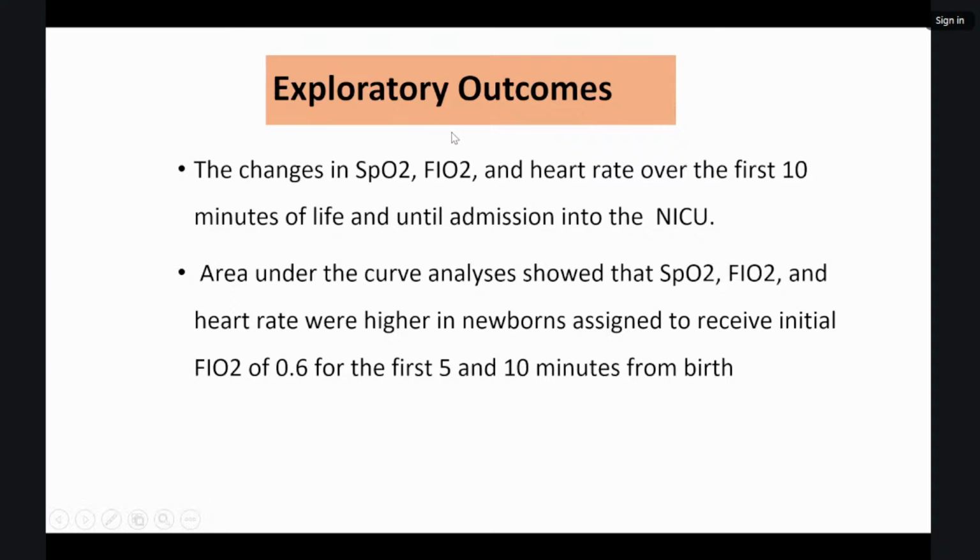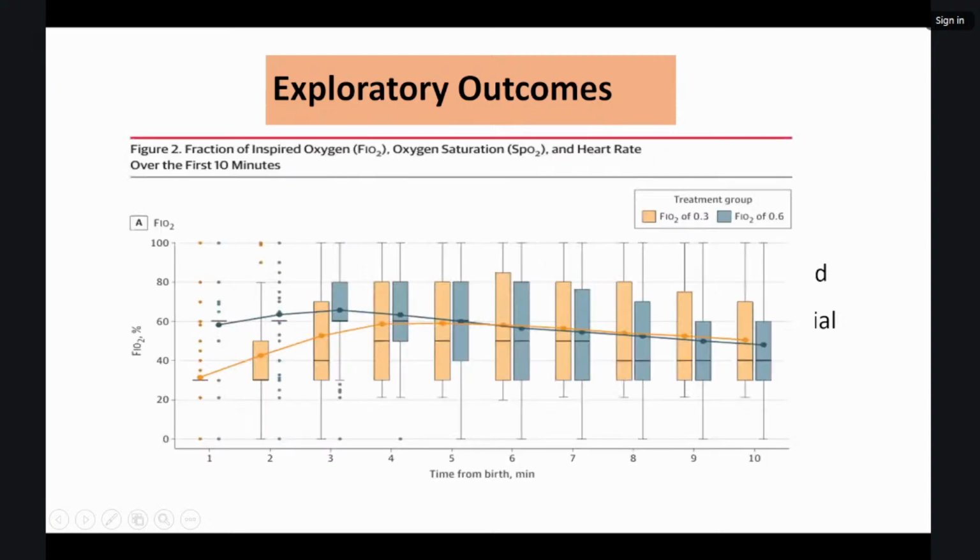Next come the exploratory outcomes, that is the change in SpO2, FiO2, and heart rate over the first 10 minutes of life and until admission to the NICU. So these are box and whisker plots showing the respiratory outcomes in relation to the FiO2 of 30% and 60% groups. This is the 30% group and this is the 60% group. These are the interquartile ranges, with the horizontal line in the center of the box representing the 50% of the infants, and this is the 25th percentile and this is the 75th percentile.